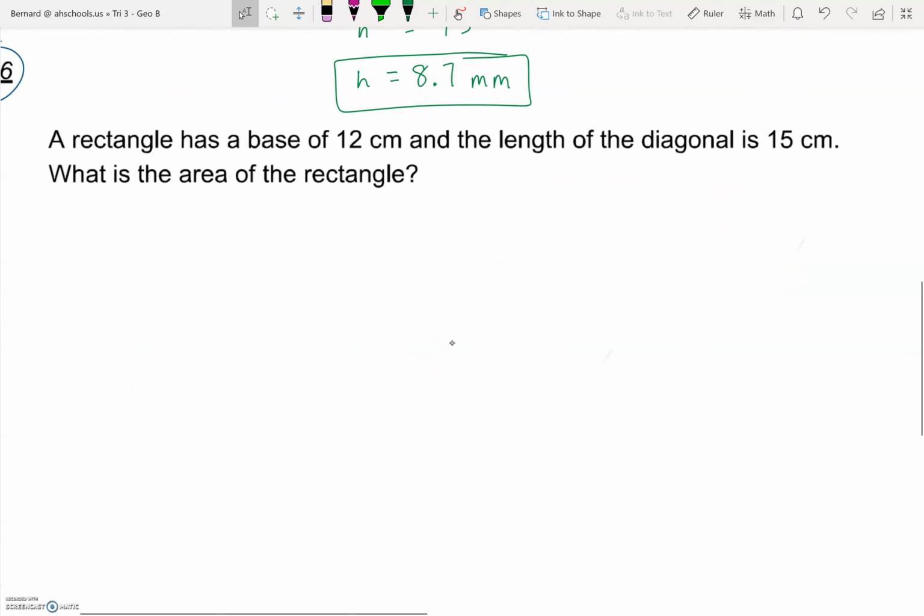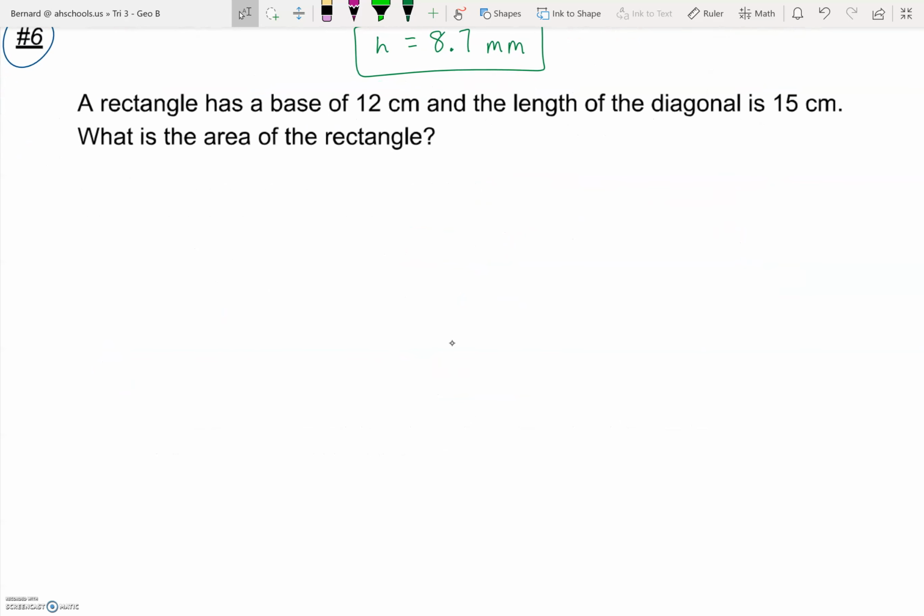Last problem. Rectangle has a base of 12 and the length of the diagonal is 15. What's the area? So area of a rectangle is simply just base times height. And so we know the base, it's 12, but then we know the diagonal. We need to use that information to find the height, and then we can do base times height for the area. So let's draw a rectangle.